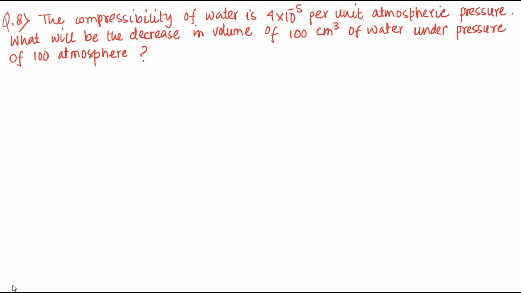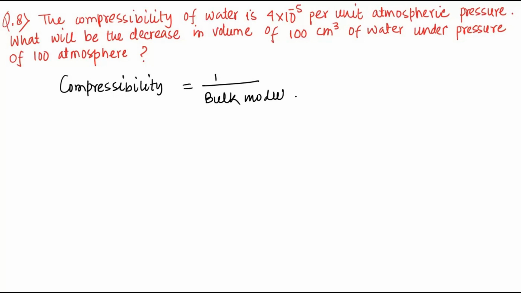Question number 8. The compressibility of water is 4 × 10^-5 per unit atmospheric pressure. What will be the decrease in volume of 100 centimeter cube of water under pressure of 100 atmosphere? Okay. Now compressibility is basically reciprocal of bulk modulus. So compressibility is equal to 1 upon bulk modulus, which is 1 upon K.